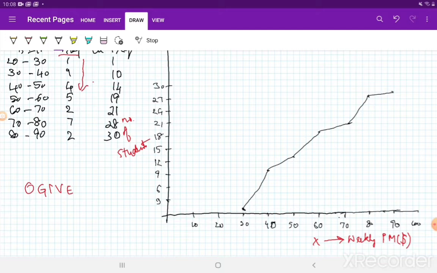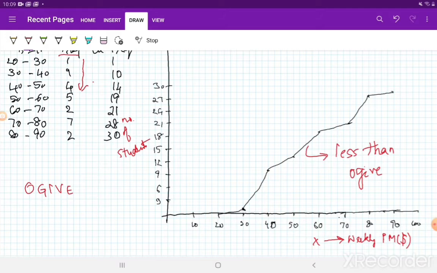You can always join it to the baseline at 20, the lower one. So this curve is called your less than ogive. So why do I call it the less than ogive?